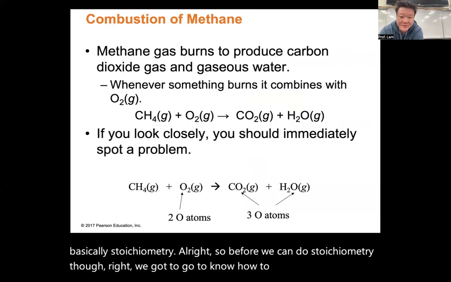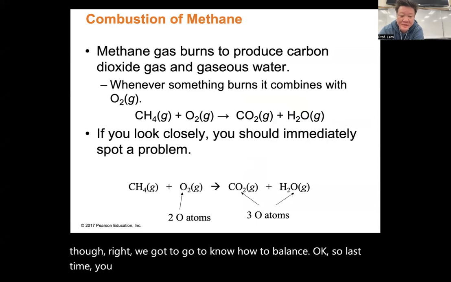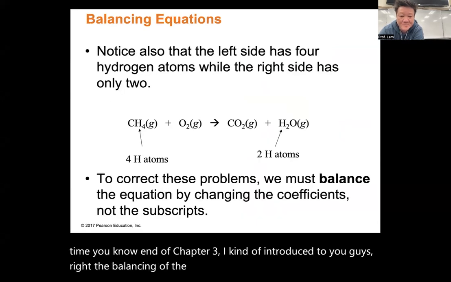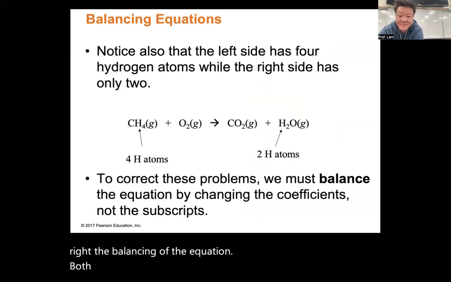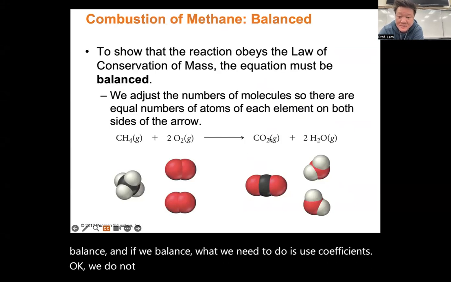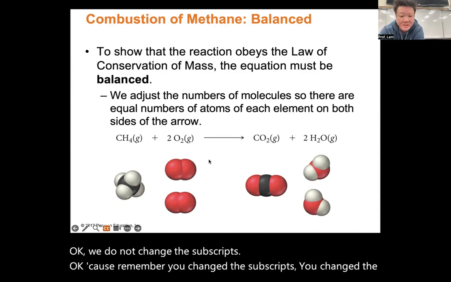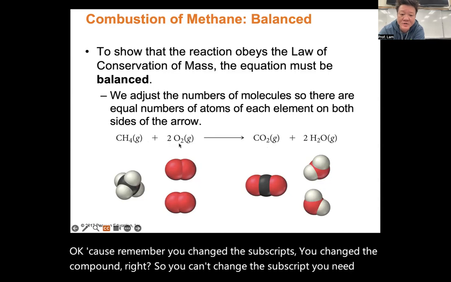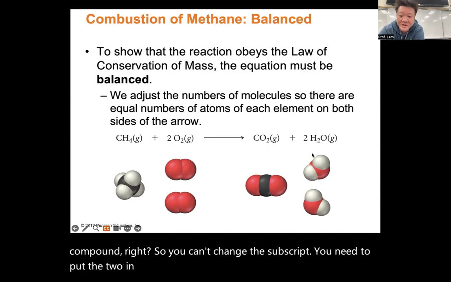Last time, at the end of chapter 3, I introduced to you the balancing of the equation. Both sides must have the same number of atoms in order to balance. And to balance, what we need to do is use coefficients. We do not change the subscripts, because remember, if you change the subscript, you change the compound. So you can't change the subscript. You need to put the 2 in front of the compound.